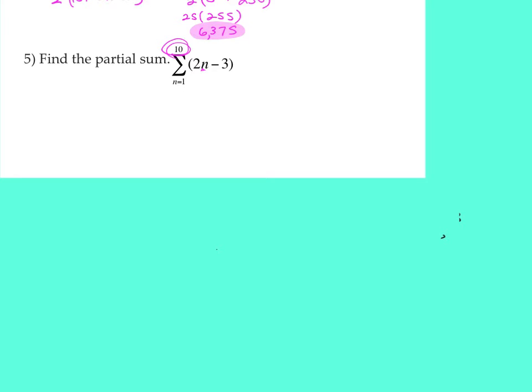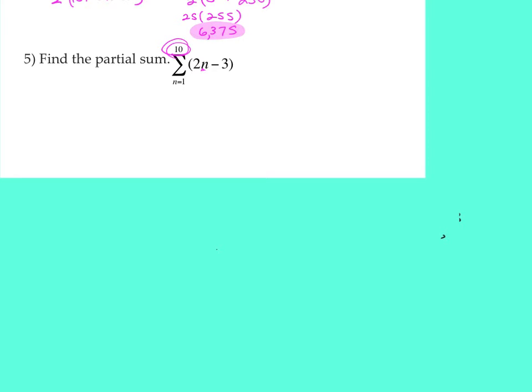So pay attention to the number on the bottom. If the number on the bottom is 1, then the number at the top is the number of terms. But if it is less than 1, then it is that many more. And if it's bigger than 1, if this said n equals 2 here, now I'd have 9 terms, one less term, because you're going from 2 to 10.